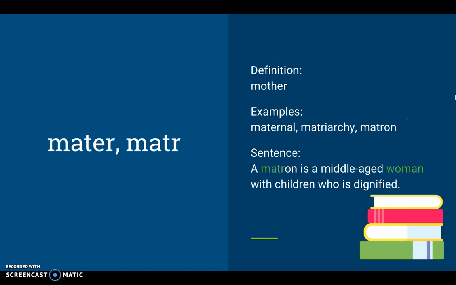Alright, then we have mater, M-A-T-E-R, and M-A-T-R. So the definition for that one is mother. Some examples are maternal, matriarchy, and matron. So pause the video, write down the definitions to those examples. And a matron is a middle-aged woman with children who is dignified. So we can see that we have right here our root matr, M-A-T-R, and then our context clue word, woman.